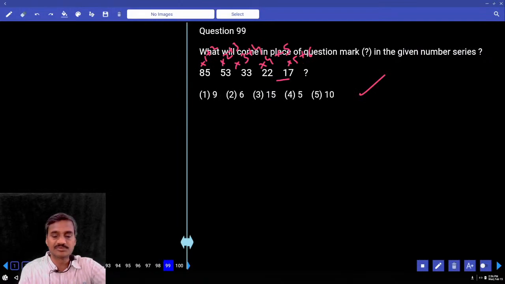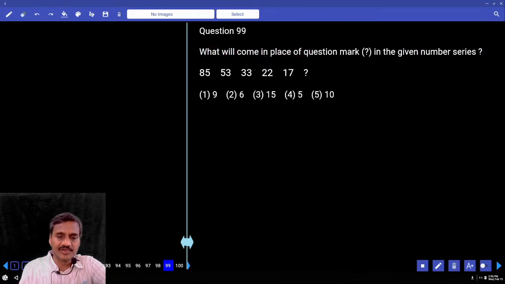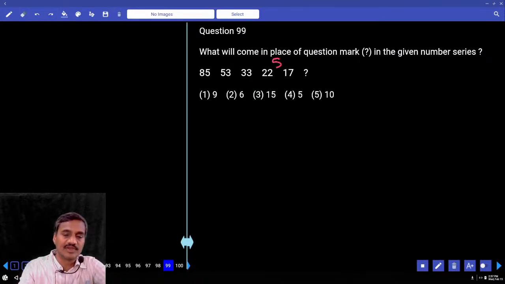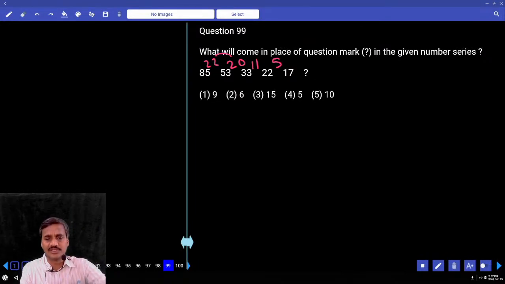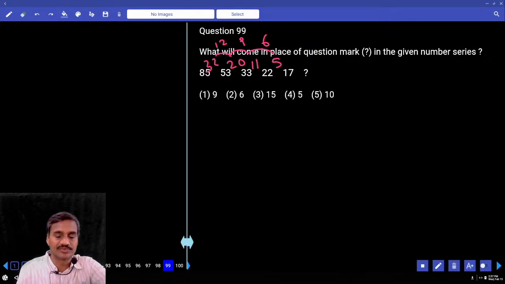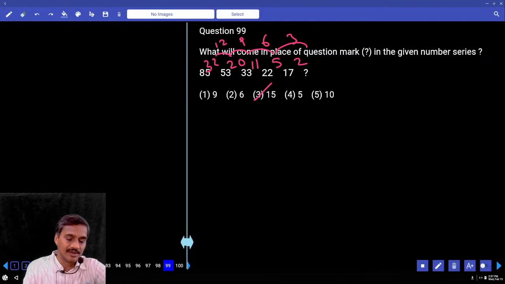Then 99. Now 85, 53. Let's look at the differences. Numbers at a smaller place: 17 and 22, difference 5. Here the difference is 11. 33 and 53, 20. Here it is 22. Then 53 and 85, the difference is 32. Now 32 and 20, the difference is 12. Next, the difference is 9, next difference 6. 12, 9, 6: multiples of 3. The next difference should be 3. 5 minus 3 is 2. Now 17 minus 2, what is the answer? 15, choice 3.